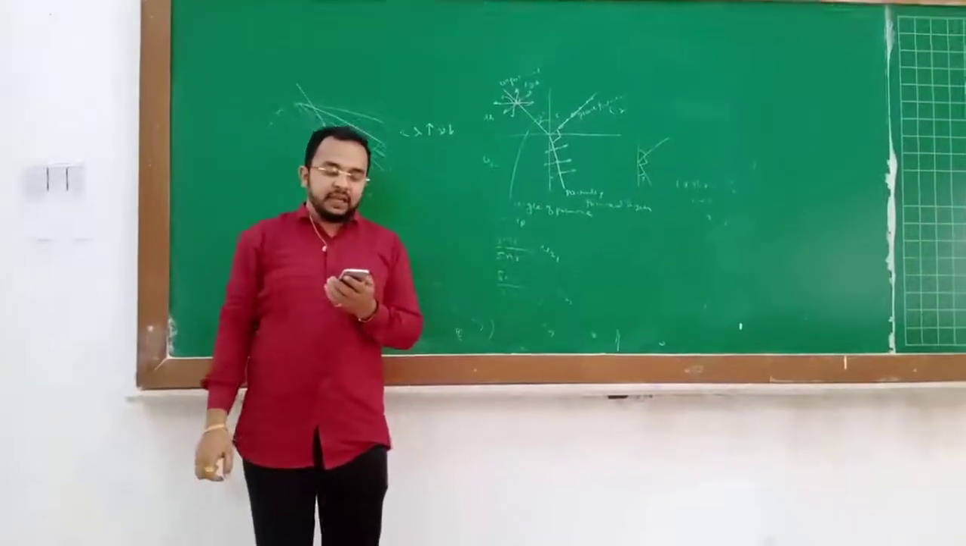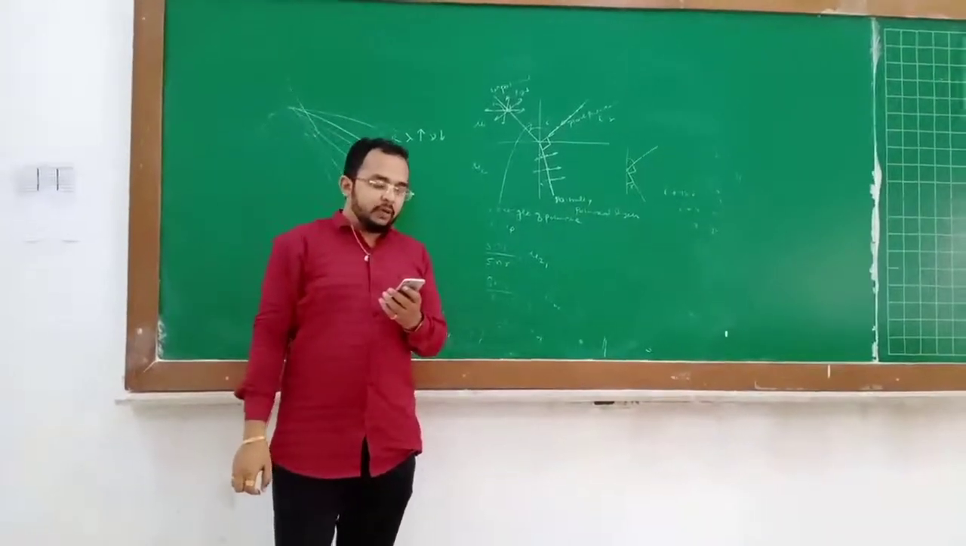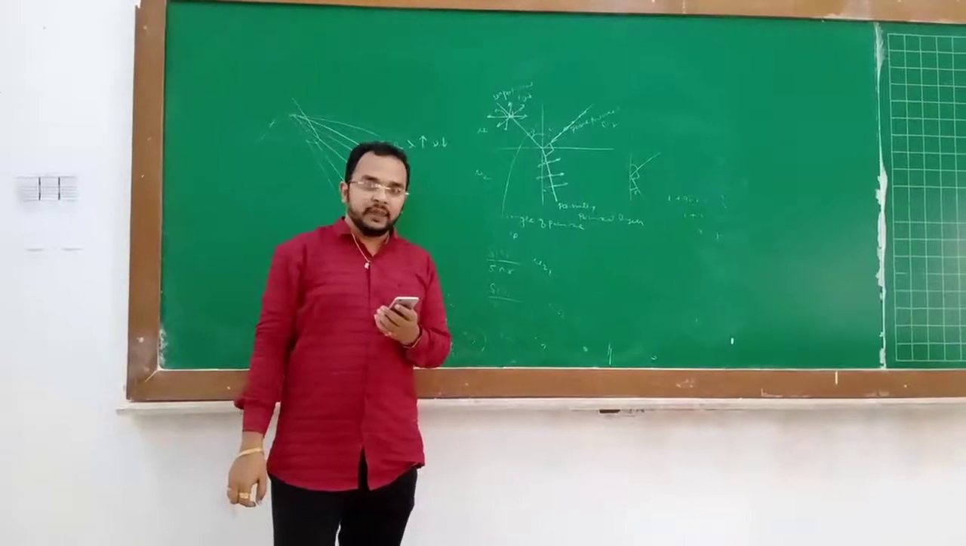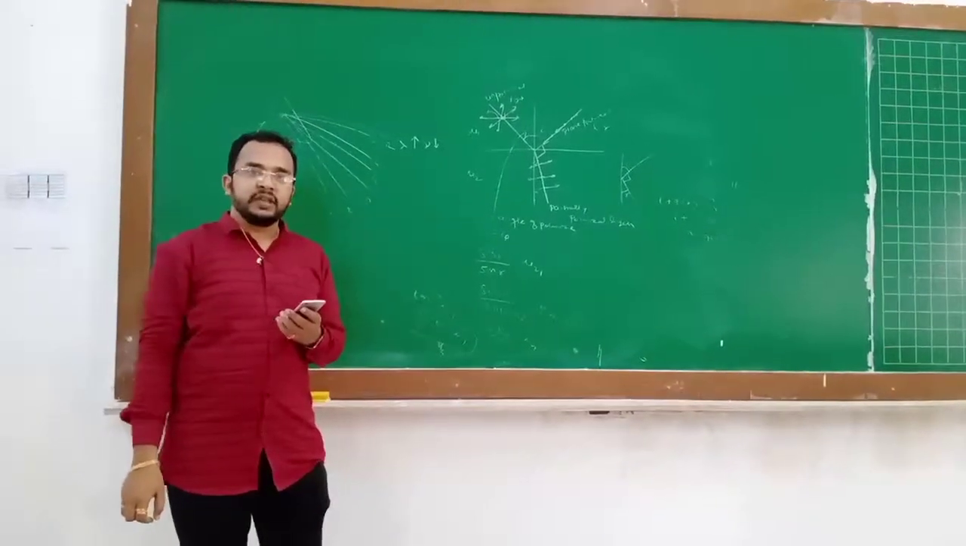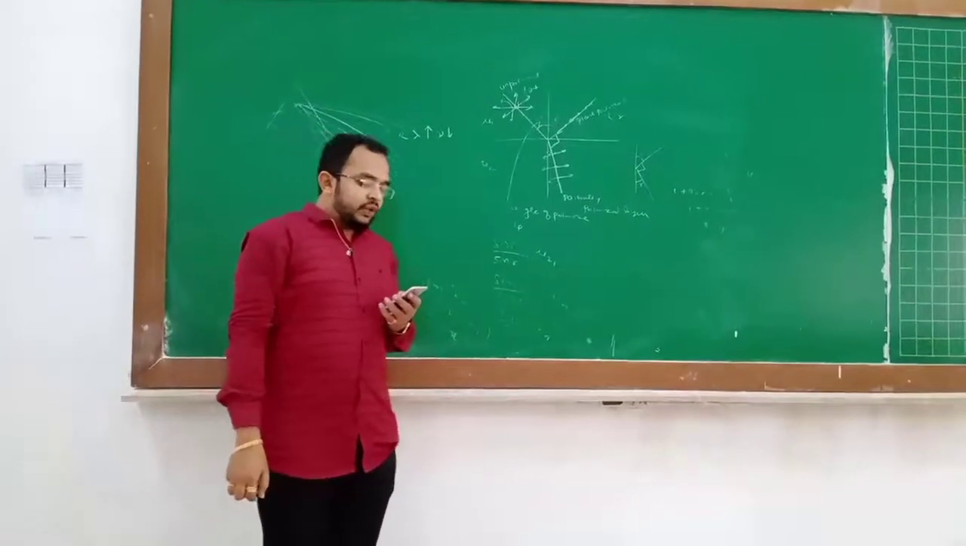See, option A is Brewster's law. Option B, Lambert's law. Option C, Malus law, and option D, Bragg's law. So obviously the first option, that is option number A, is correct, Brewster's law. Now, question number 4.